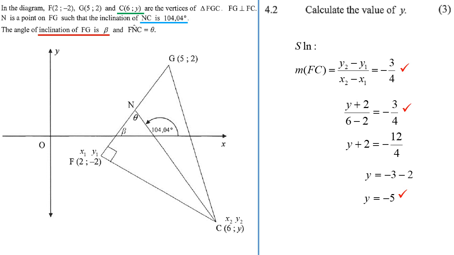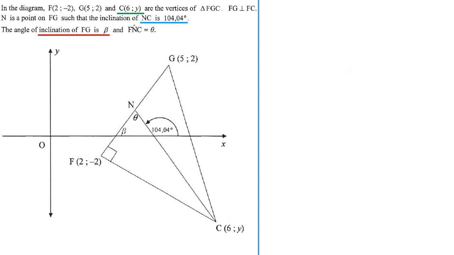Let's move on to the third question, which will be 4.3. But now this is how you get your 3 marks. Now 4.3, it says calculate the size of theta. Now this might be head cracking if you do not remember the theorems that you did in grade 8 and 9. Okay, here is theta.